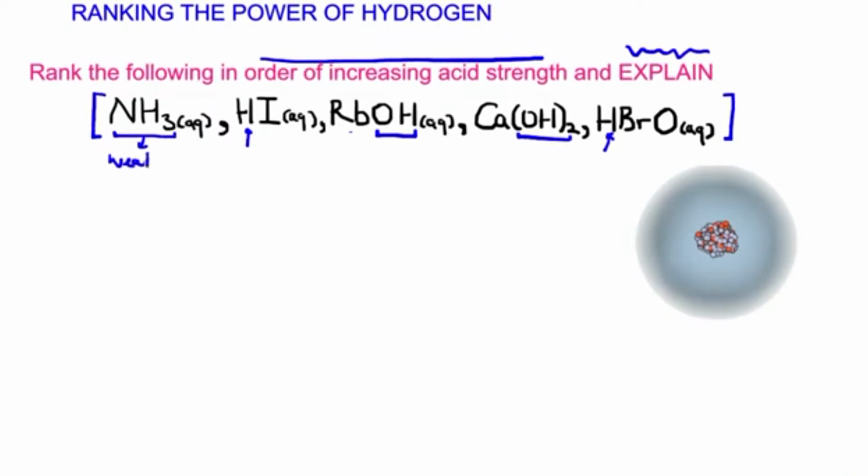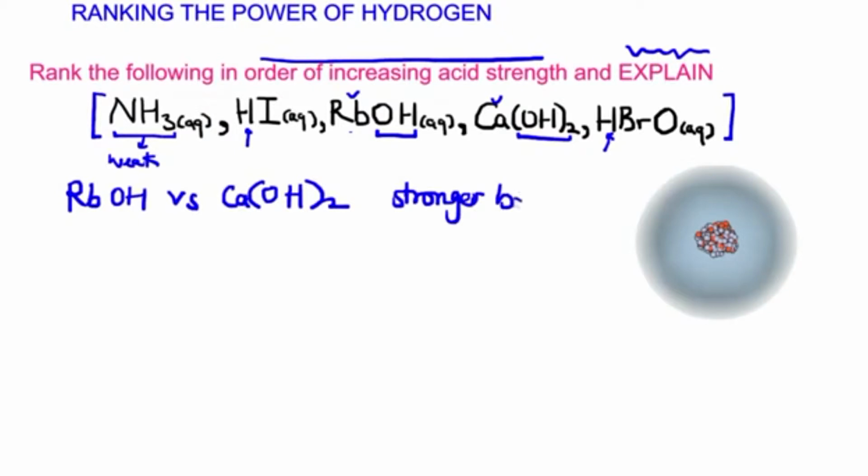Since we have that, the next step is to first look at the metals attached to the hydroxides. We notice here that we have rubidium hydroxide versus calcium hydroxide, and comparing these two we need to see which one is a stronger base. To notice which one is a stronger base, we have to look at the metal ion. First, let's look at the variables that influence the strength of the base.